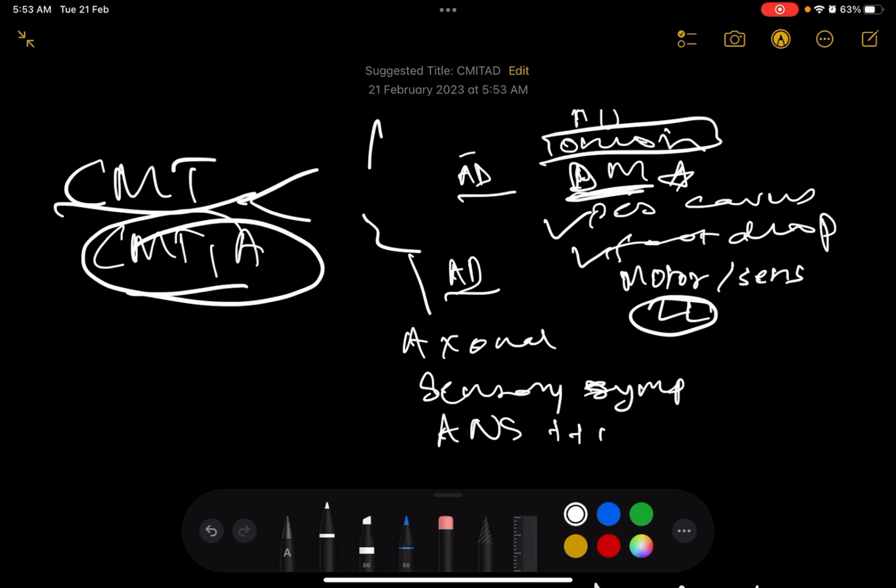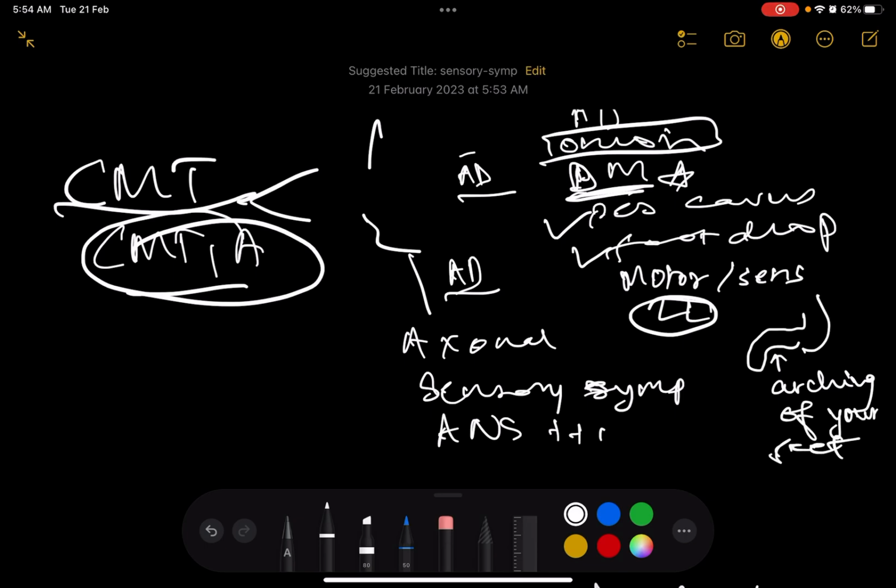So basically you have a hammer toe and you have a pes cavus. In pes cavus, if this is your foot, you will have this arching of your foot. So that's basically your pes cavus. Pardon the drawing. So that is CMT1.